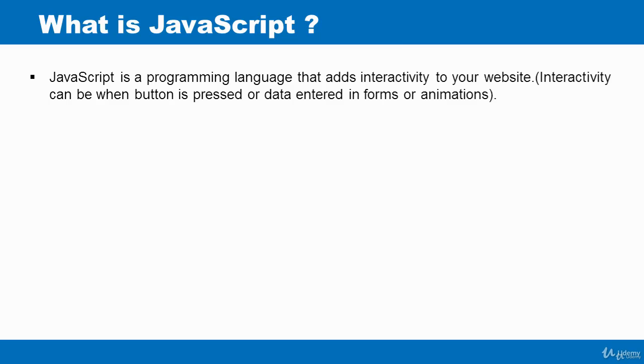So when you go to a website, anytime you notice some interaction or where you have to press a button, maybe complete a form, those interactions are made possible by JavaScript. When JavaScript is applied to an HTML document, it makes the document dynamic and it adds interactivity to the website.